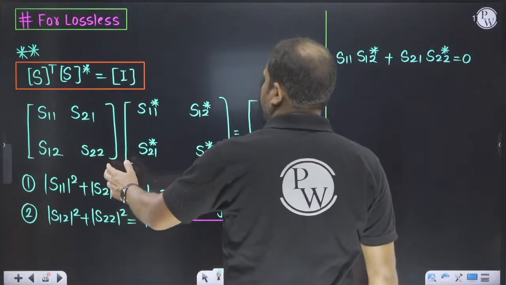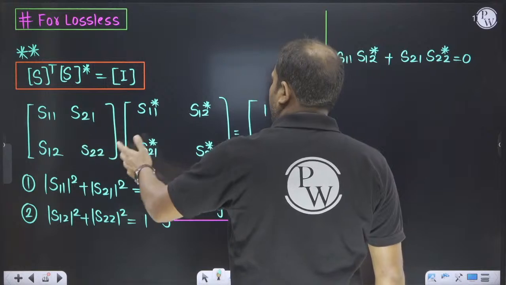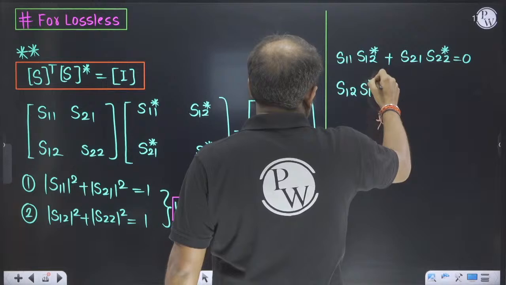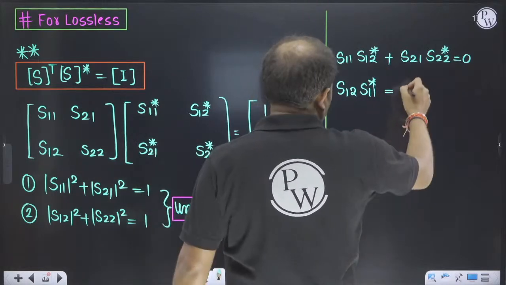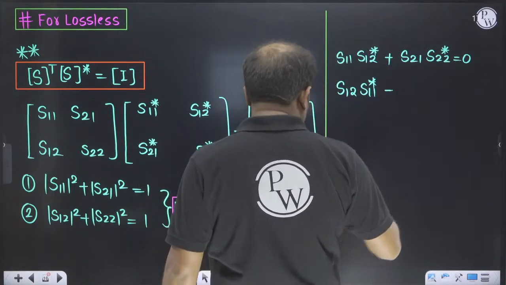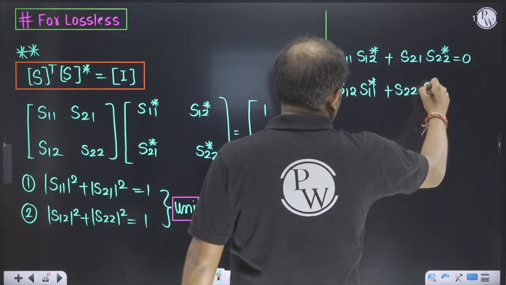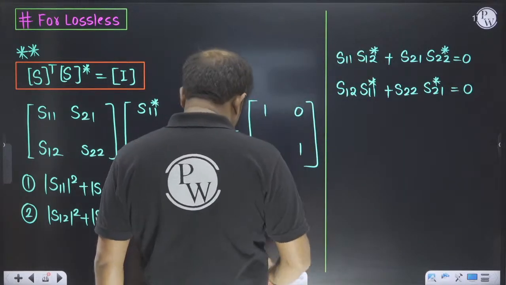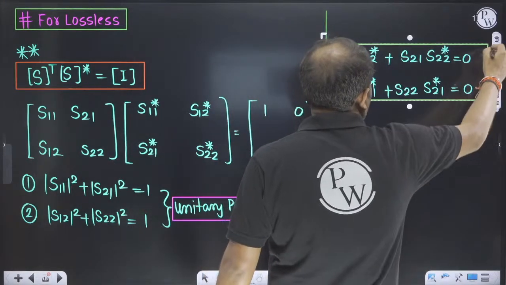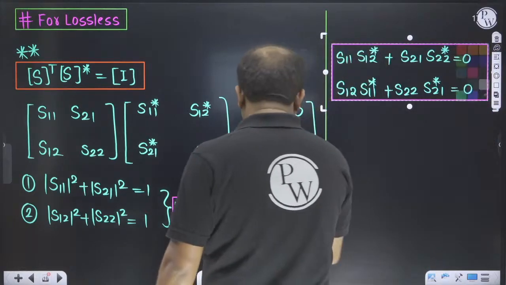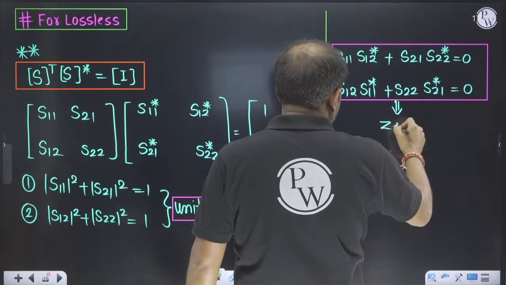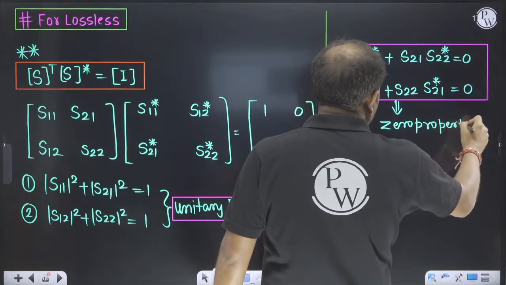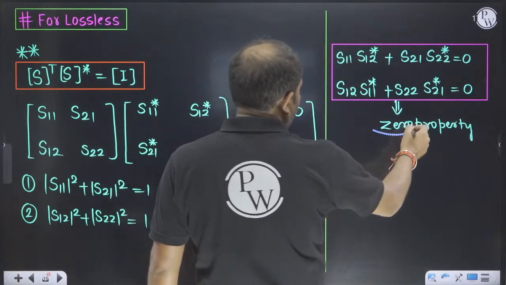Then again we have first row, first column, second row, first column. It will be S12 S11 conjugate plus S22 S21 conjugate, and it is equal to 0. So this is known as the zero property for lossless transmission. So you can check two properties for a lossless device: the zero property and the unitary property.